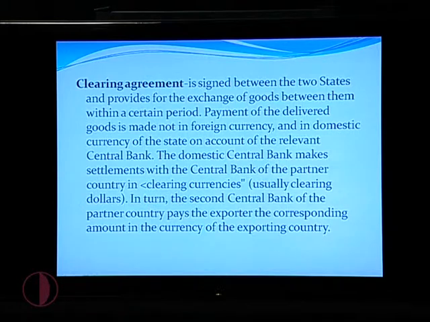A clearing agreement is signed between two states and provides for the exchange of goods between them within a certain period. Payment of the delivered goods is made not in foreign currency but in the domestic currency of the state, on the account of the relevant central bank. The domestic central bank makes settlements with the central bank of the partner country in clearing currencies, as usual dollars. In turn, the second central bank of the partner country pays the exporter the corresponding amount in the currency of the exporting country.